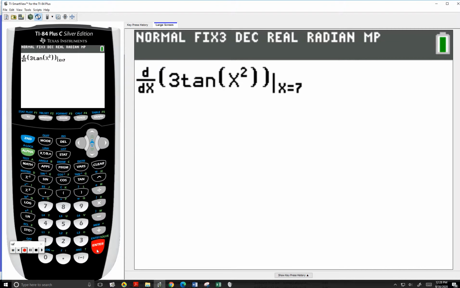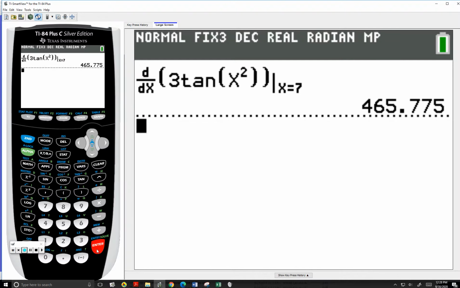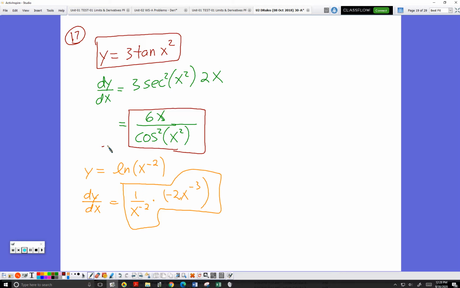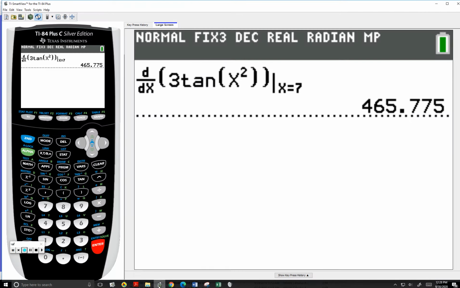Press enter. I get that value. If I've done my work correctly, this formula here should calculate exactly the same value, because this is the formula for finding the slope of this. So I've used the calculator to find the slope of this. I found a formula for finding the slope. I want to see if I get the same result. So I come back here. It's going to be embarrassing if it doesn't work.